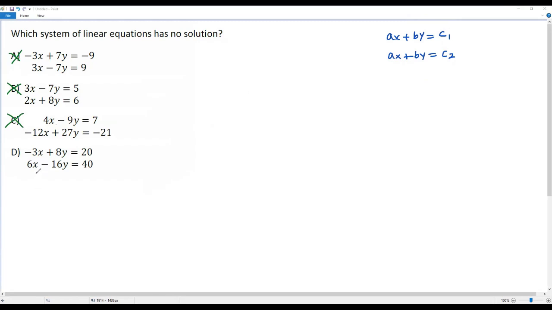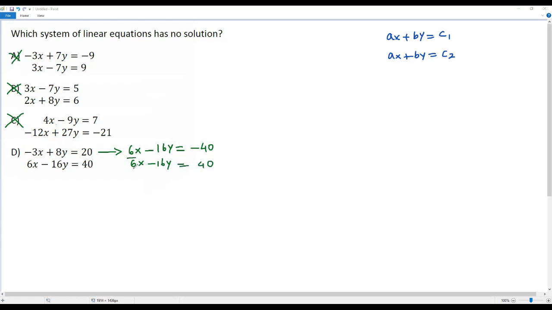Okay, now let's consider the system in answer choice D. Okay, here the coefficient of x is -3 and here the coefficient of x is 6. Now to make this one as 6, let's multiply each term of the first equation by -2. Okay, when I multiply this -3x by -2, I am getting positive 6x. And when I multiply this positive 8y by -2, I am getting -16y. And when I multiply this 20 by -2, I am getting -40. Let me write the second equation as it is, that is 6x - 16y = 40.